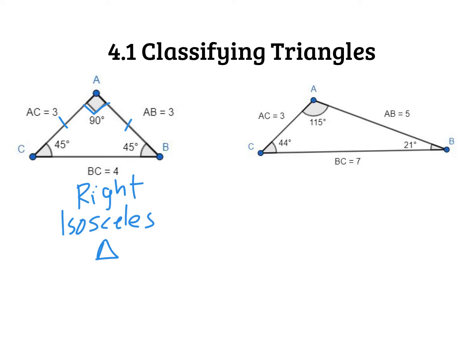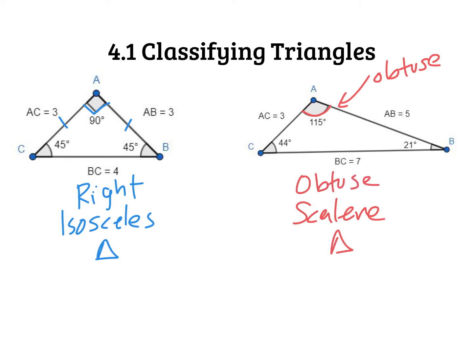Let's look at this other example. Over here, if we look at the sides, we are given three side measurements that are different. We have 3, 5, and 7. None of the sides measure the same length. So I already know that this is going to be a scalene triangle. Now, based on the angles, I do notice that one of the angles is obtuse. Therefore, this is going to be an obtuse triangle. Or together, obtuse scalene triangle.